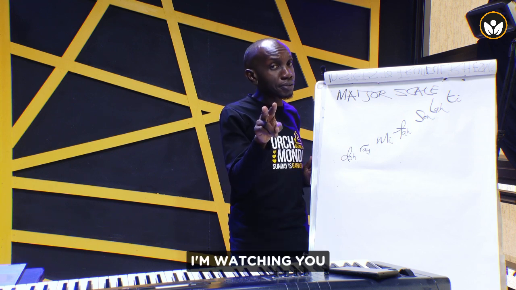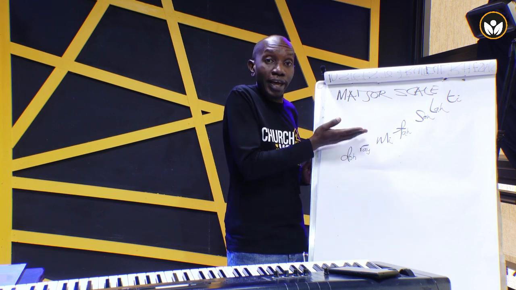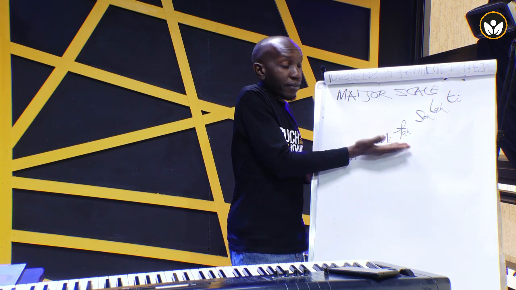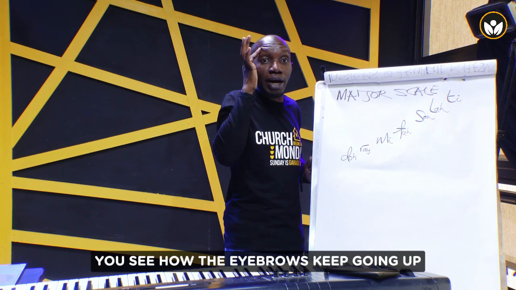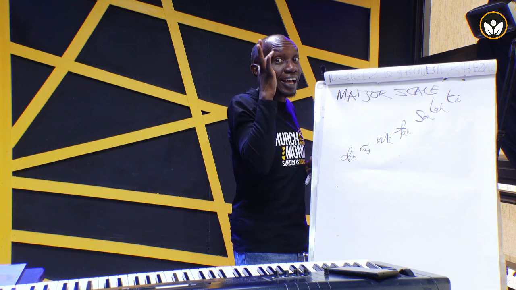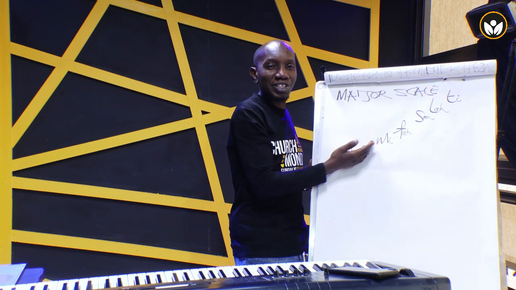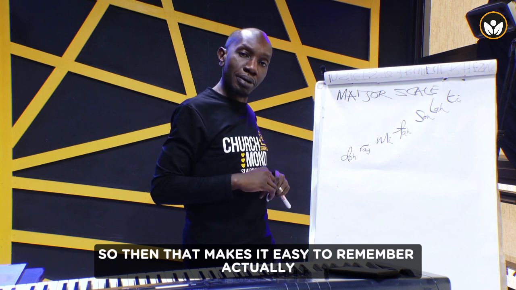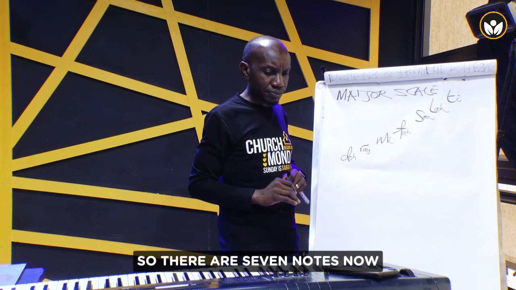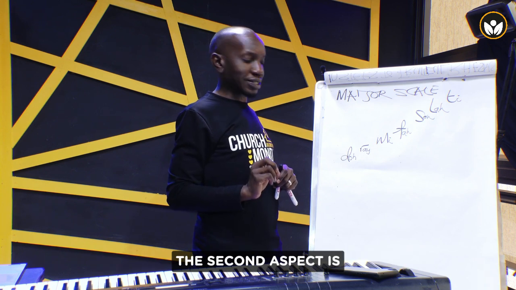So you can't just say do, re, mi, fa, sol, la, ti flat. You see how the eyebrows keep going up? Do, re, mi, fa, so, la, ti, la, so, fa, mi, re, do. You see that? That makes it easy to remember actually. So there are 7 notes. Now, that's the first aspect I want you to see.